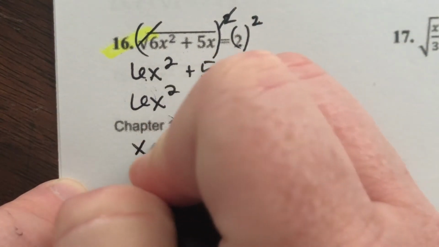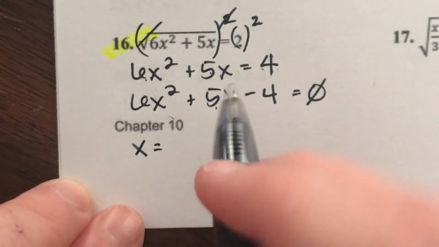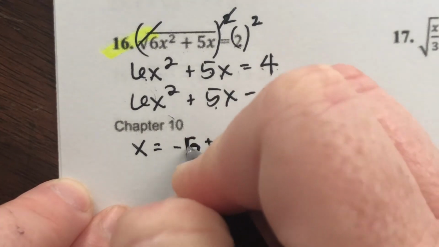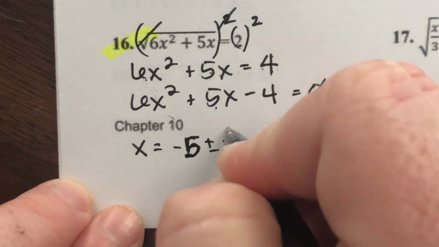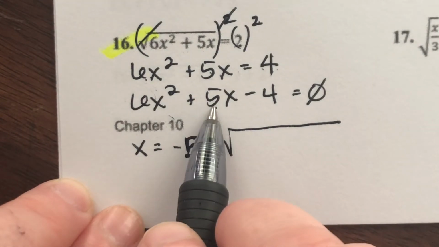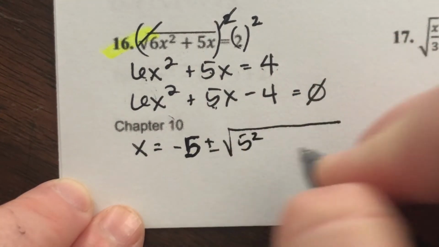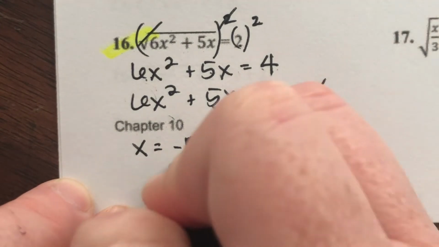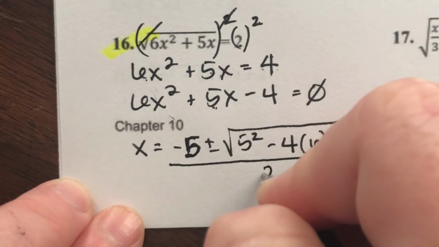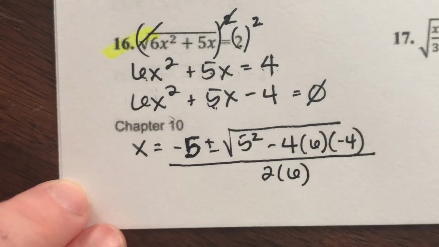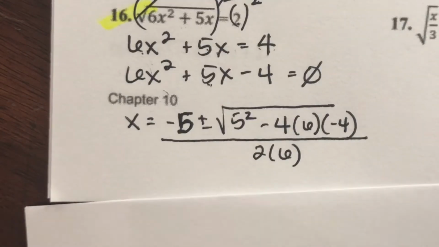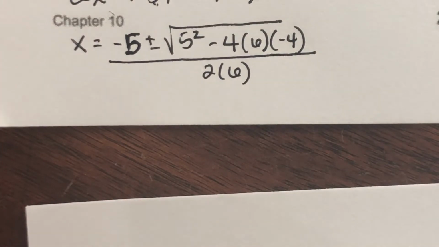So x equals negative b, negative 5. Oops, negative 5, not b. Plus or minus the square root of b squared, 5 squared, minus 4 times a times c, all over 2a. And now I just have to simplify that, which I have paper for right here. Good review of the quadratic formula.